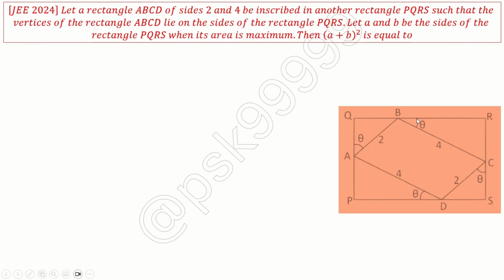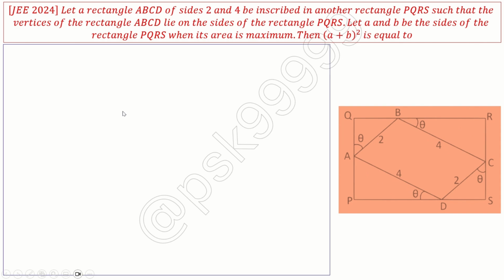So now let's say this angle is theta. We know that this is 90, so what will be this angle? 90 minus theta. Correct? So if this is 90 minus theta, this is also theta, and the same way, theta. Now my RQ equal to PS equal to A, and PQ equal to RS is B. Then AB should be maximum. That's the question. Correct?